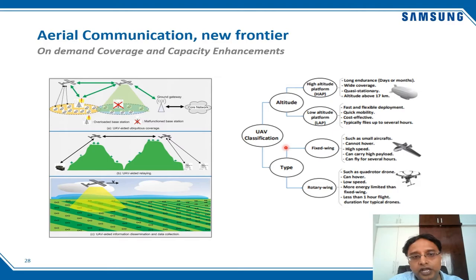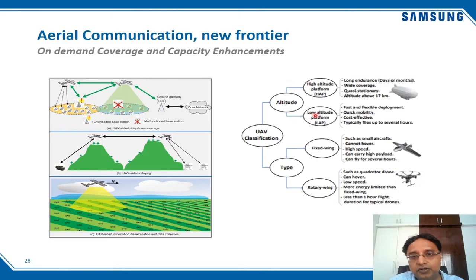The other way of classification is, at what altitude is it flying? One is the low altitude platform, which is primarily flying up to 1 kilometer height, and it is very fast and flexible in deployment. It offers quick mobility, is cost effective, and it can fly for some hours, pretty much like a drone. So these low altitude platforms are pretty much the rotary wing kind, which we also know as drones.